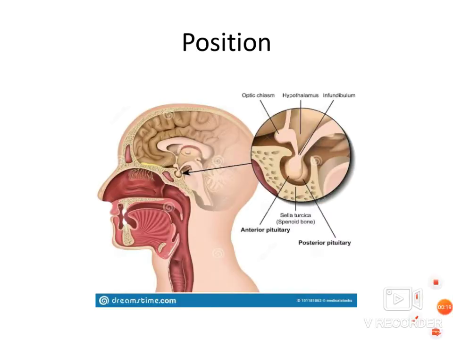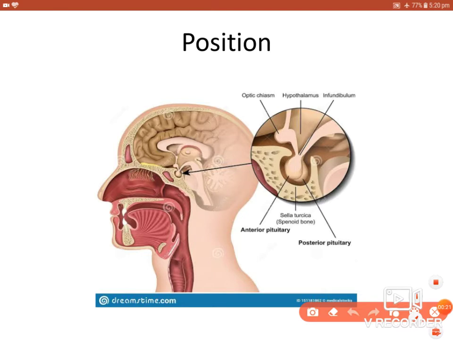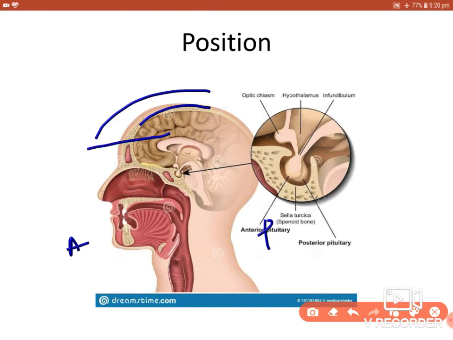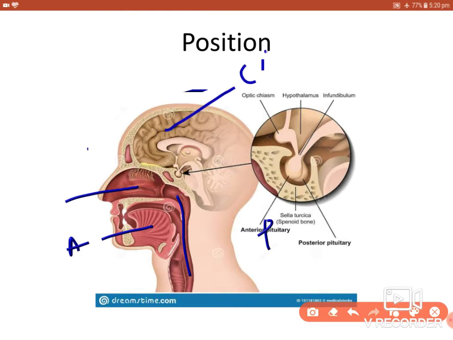In this figure you are seeing the sagittal view of the head and neck. This is the anterior aspect, this is the posterior, this is superior. You can see the cranial cavity, this is the brain. This is the nasal cavity, oral cavity, then pharynx. In the brain, this part is the cerebrum, then this is the cerebellum, then here this is the brainstem.